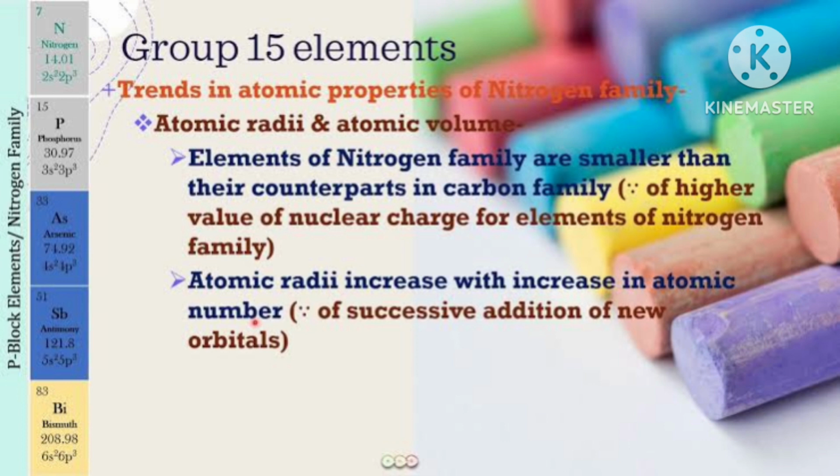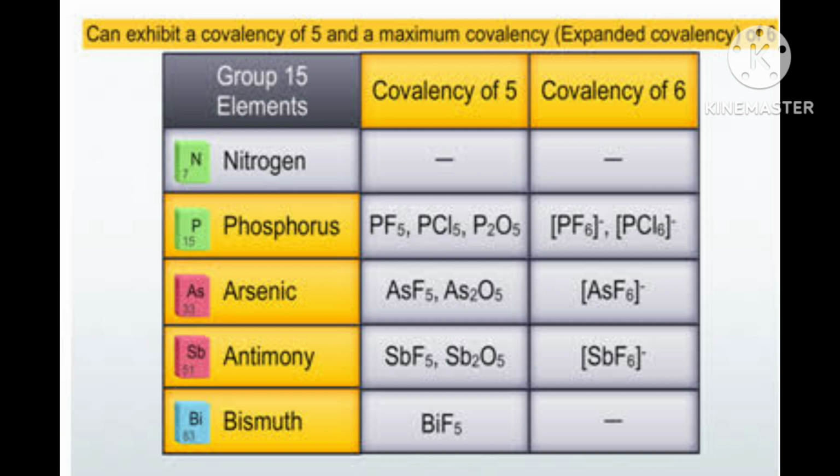Now I am going to discuss physical properties of group 15 elements. First point: all the elements of this group are polyatomic. Dinitrogen is a diatomic gas, while all others are solids. This is an important point.